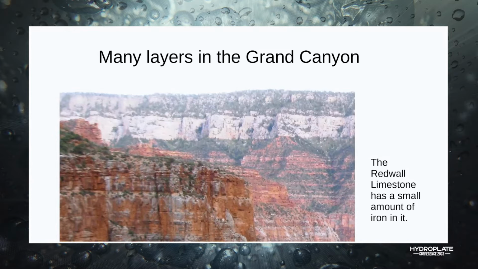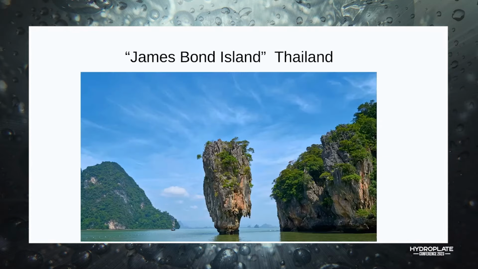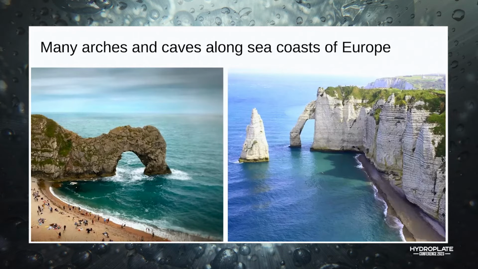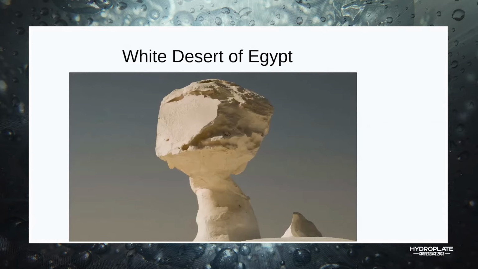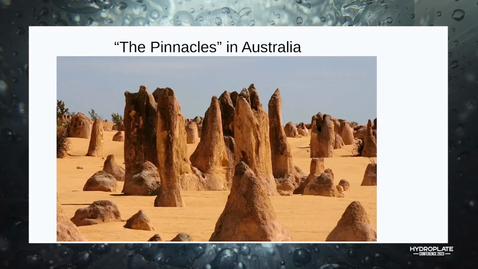It has some iron in it, so it's kind of red. James Bond Island in Thailand. Many arches and caves along the seacoasts of Europe. The one on the left, the more kind of gray limestone. On the right, we have the real pure, might even be chalk, but a very different look than on the left, but both limestone. The White Desert of Egypt, some really interesting eroded features. And also the pinnacles in Australia.